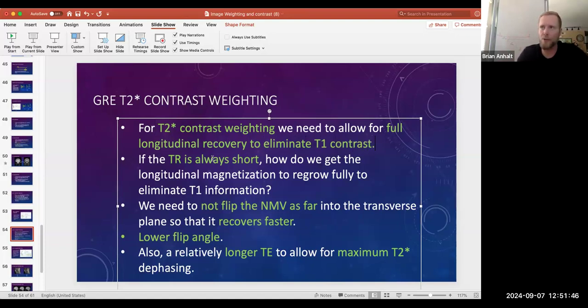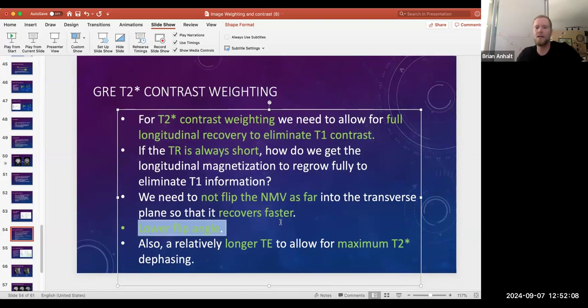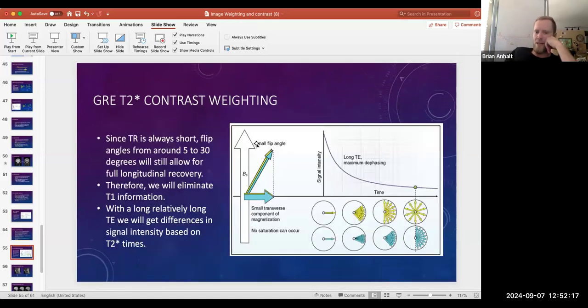If the TR is always short, how do we get longitudinal magnetization to regrow fully to eliminate T1 information? We do that by not flipping the NMV as far into the transverse plane so that it recovers faster. So we prescribe low flip angles. And then also a relatively longer TE to maximize the T2 star information. We want some dephasing to happen. So here we go, small flip angle, and then we will wait a longer period of time because look, fat had decayed more than water in that longer TE.